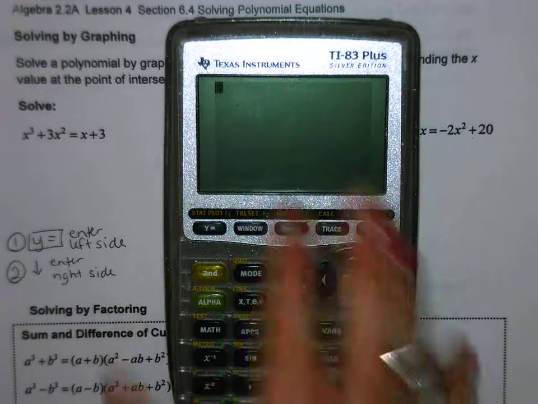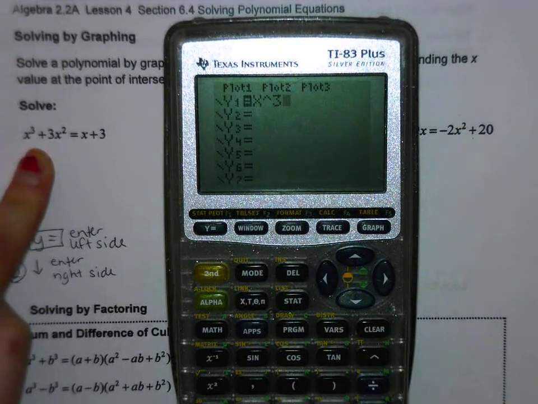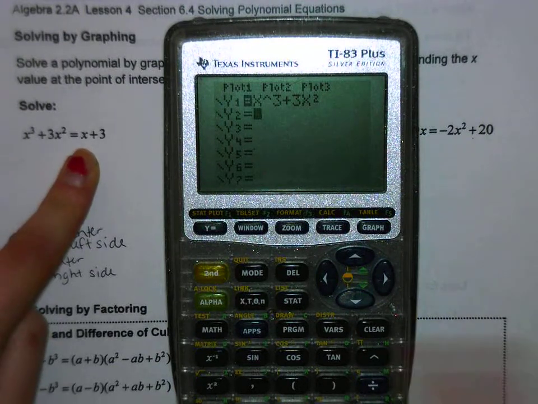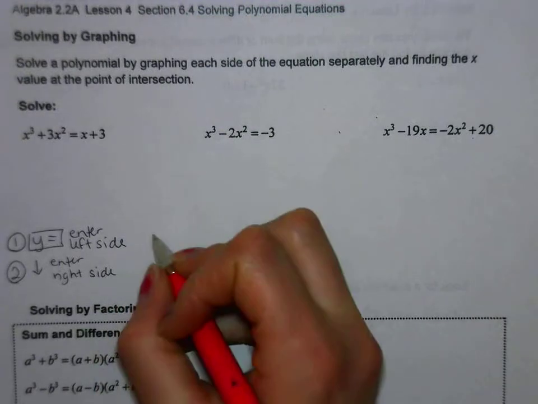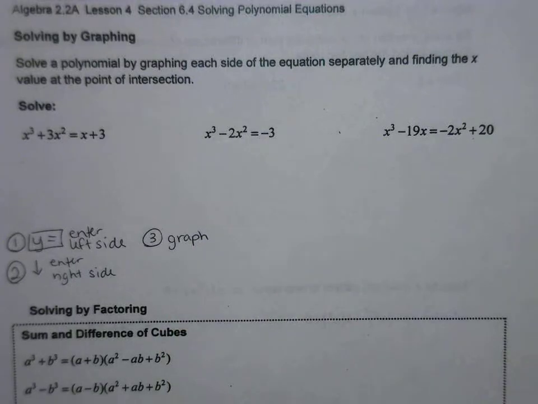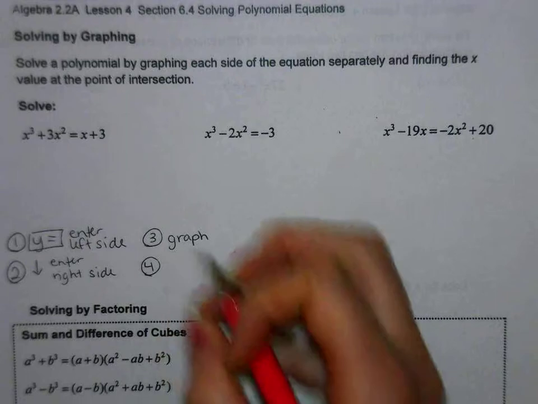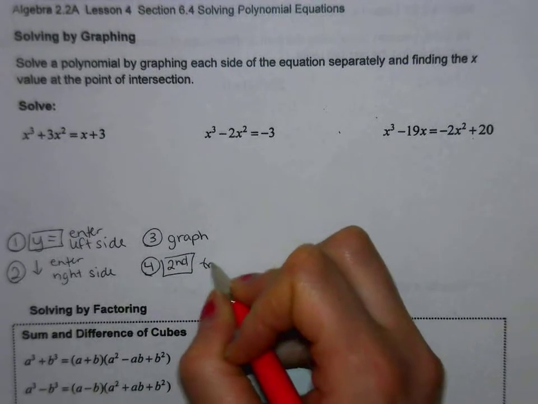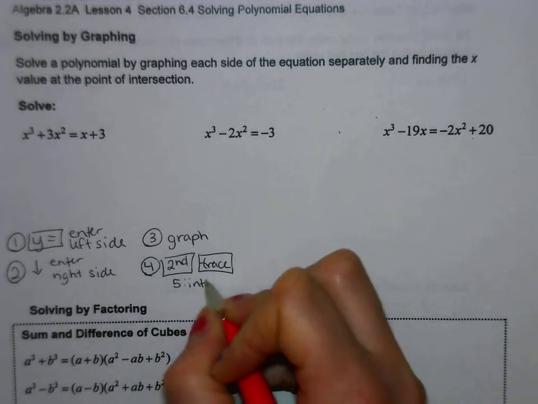So let's do those first two steps. Y equals, the left side is x to the third plus 3x squared. Go down, and the right side is x plus 3. Third step would be to graph. Fourth step, once we hit the graph, is to hit the second button, then hit trace, and go down to number 5, which says intersect.